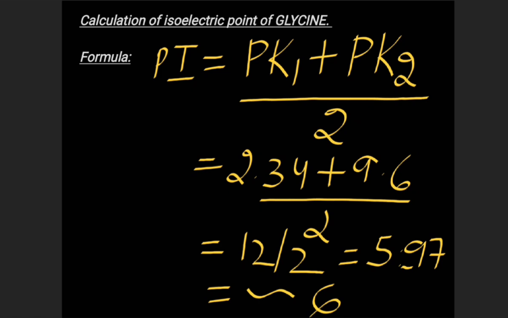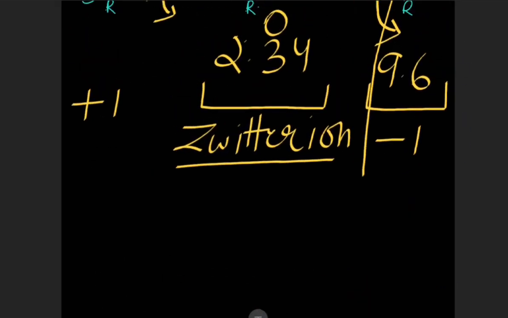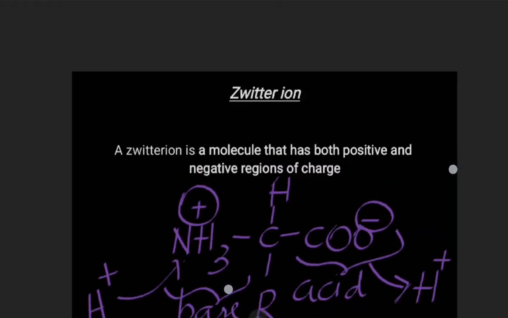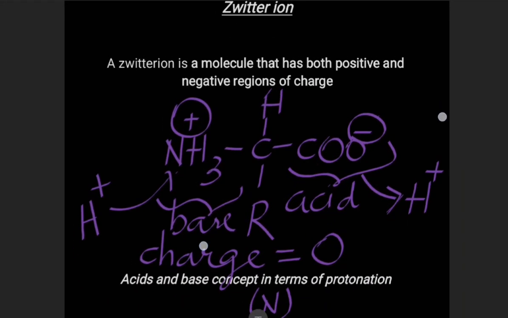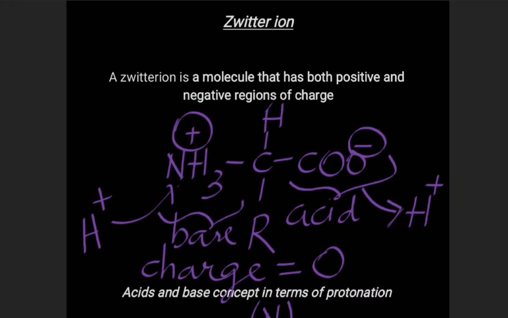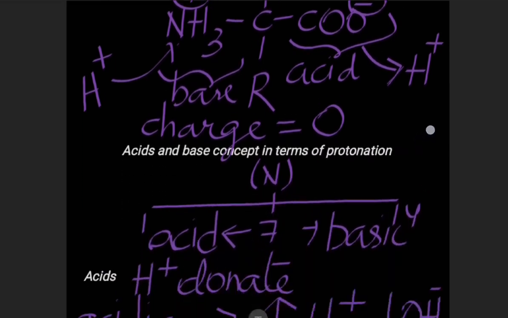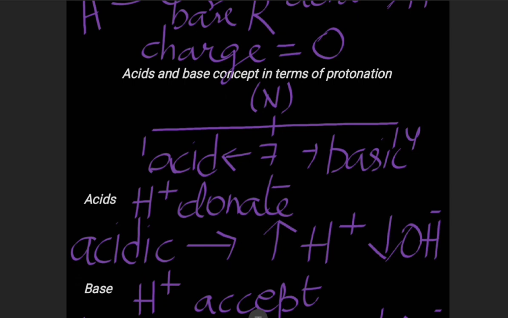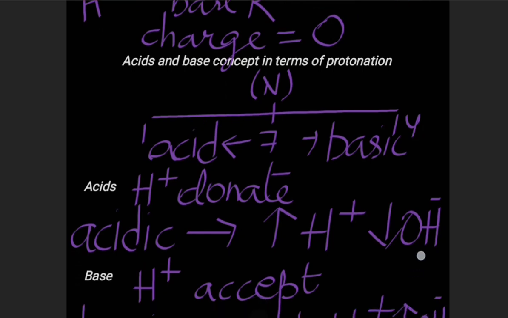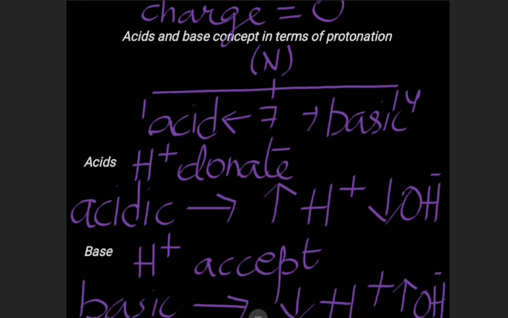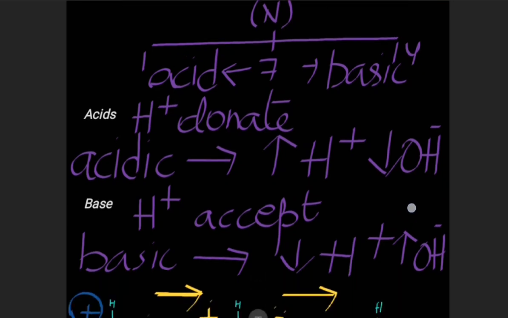I hope you were able to understand today's lecture. Let's go back to what we studied. We studied the zwitterion, a molecule that has both positive and negative charge, and I showed you what a zwitterion looks like. We also studied acids and bases in terms of protonation: when a proton is donated, that is an acid, and when a proton is accepted, that is a base.